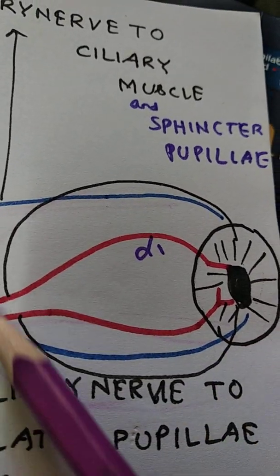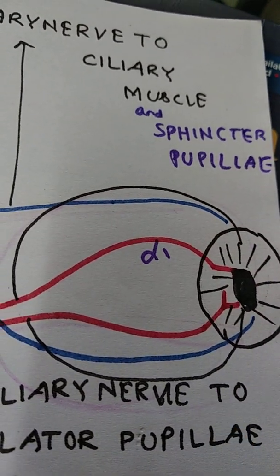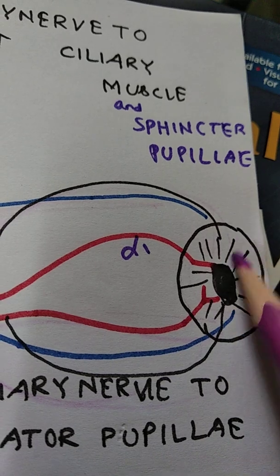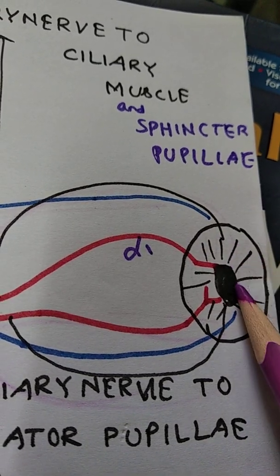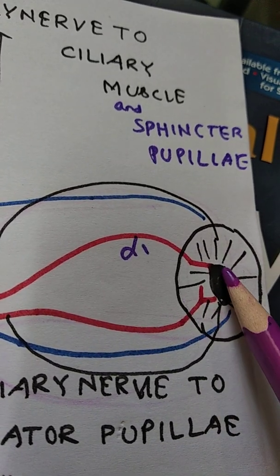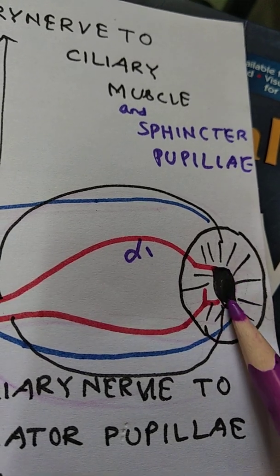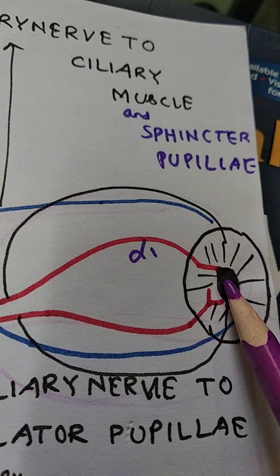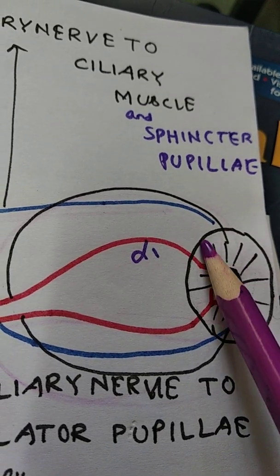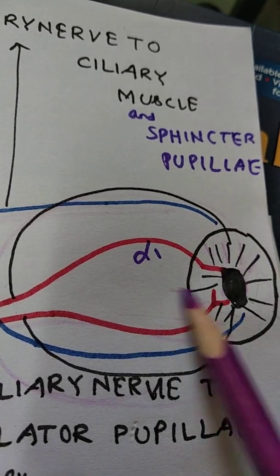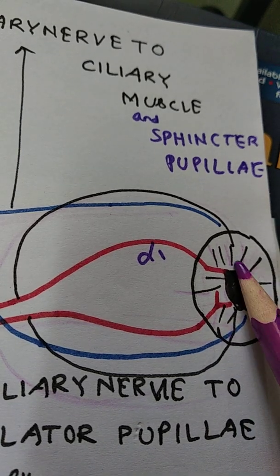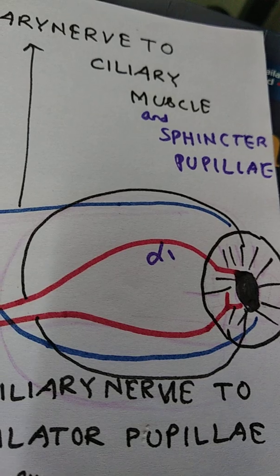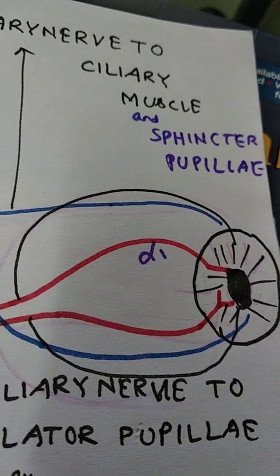This is the eye, and the effector organ has some muscles, like this is the dilator pupillae muscle, and inside it is the sphincter pupillae muscle. The sphincter pupillae muscle is supplied by some nerve and the dilator pupillae muscle is supplied by some nerve. We will see which one is supplied by the sympathetic nerve and which one is supplied by the parasympathetic nerve. Let us see.